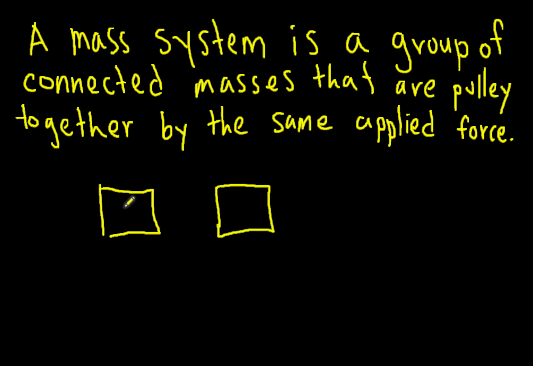A simpler mass system would be just two masses. We'll call them mass 1 and mass 2, connected by a single rope and pulled by a second rope by an applied force.